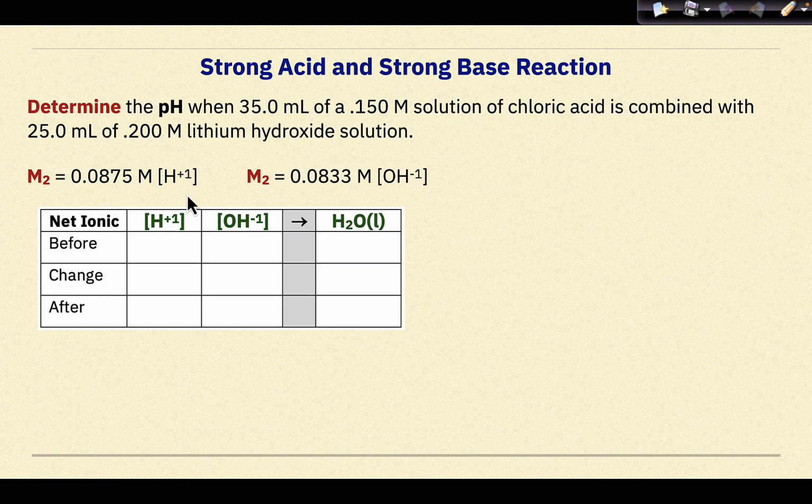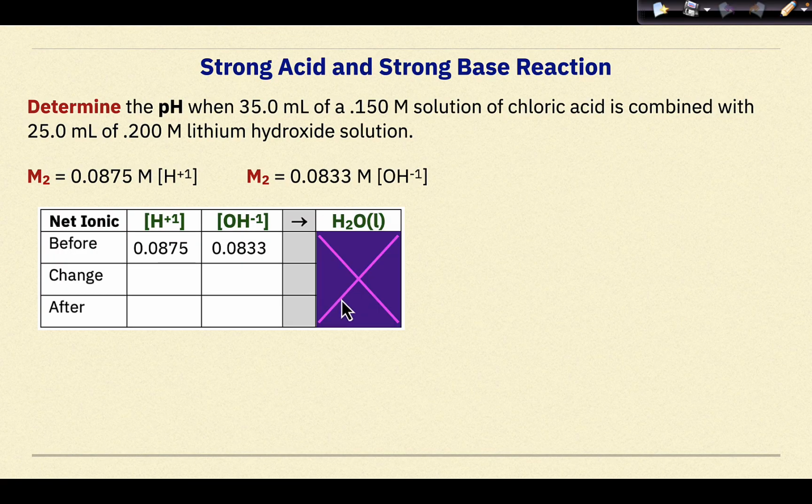The next step is to use these calculated molarities of the combined volumes to determine pH. To do this, a BCA table is utilized, where BCA represents before, change, and after. Before the neutralization reaction occurs, the initial concentration of hydrogen ions is 0.0875, and the initial concentration of the hydroxide ions is 0.0833. A product of the neutralization is water, but as a liquid, water is not considered when calculating pH.